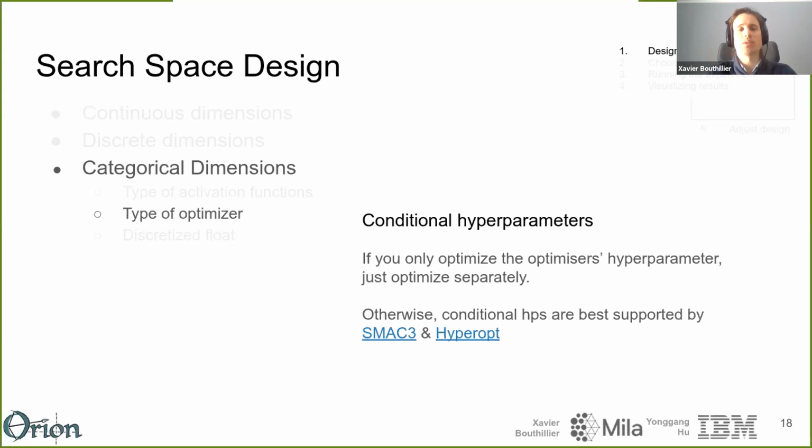So I would say there are two scenarios in this case. If you're only optimizing the type of optimizers and their hyperparameters, so there's not a hyperparameter like the size of the layers that is common to all of them, the best strategy is to just optimize them separately. So you will do hyperparameter optimization for each of the optimizers separately. If you have hyperparameters that are common to all of them, then it's worth looking into solutions that support conditional hyperparameters. And for this, I would say the best support is found in SMAC3 and Hyperopt, two other libraries for hyperparameter optimization.